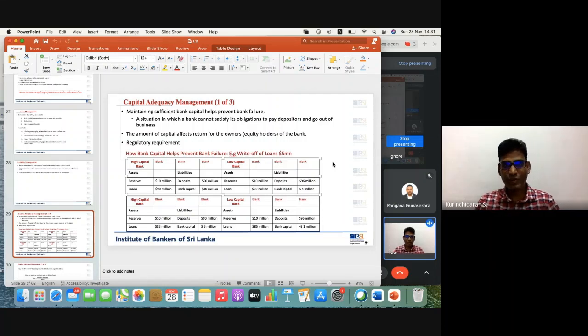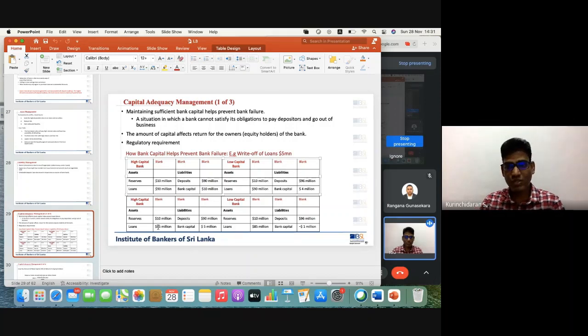Okay, now you have customer outstanding, right? Total customer outstanding is maybe, I'll take it here from the previous balance sheet. The high capital bank, the loans are 90 million, right? Now you are going to write off 5 million. So that means you are going to credit the loan account, right? So you are going to remove 5 million out of that 90 million. So you could see from the second balance sheet, now the loan amount is 85 million.